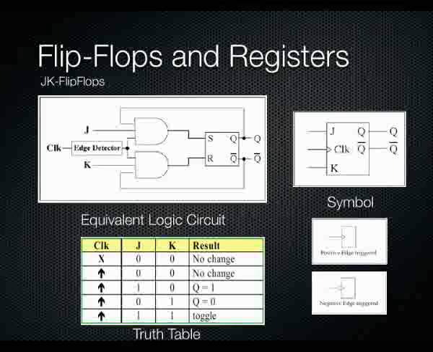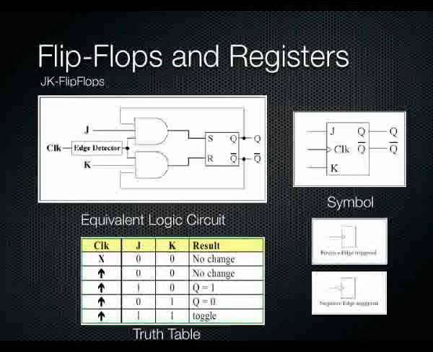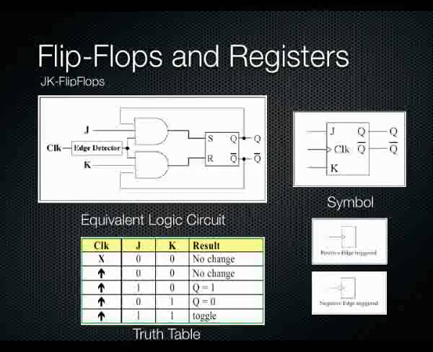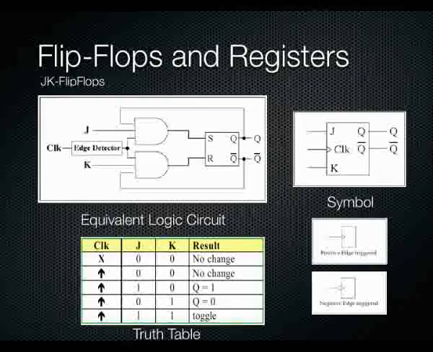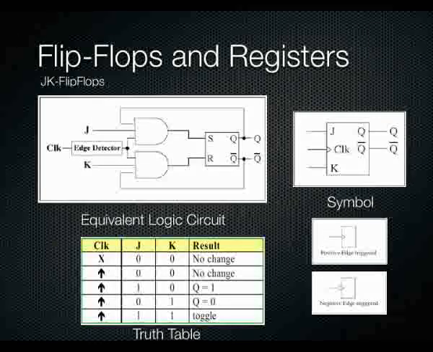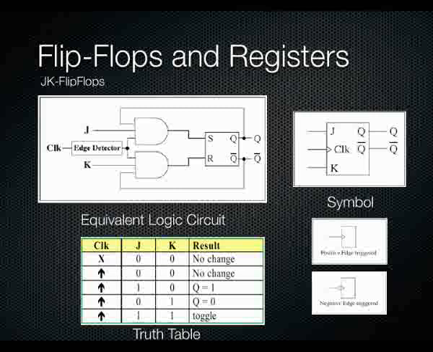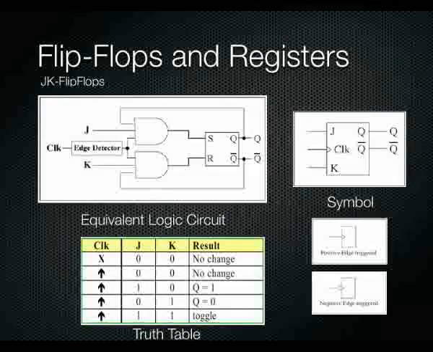You can see that when our clock goes high and J and K are both 0, there's no change. When our clock goes high and J is 1 and K is 0, then Q is 1. When our clock goes high and J is low and K is high, then Q goes low. And if both J and K are high, the output toggles from high to low to high to low whenever the clock is on the rising edge. So this is edge level detected.